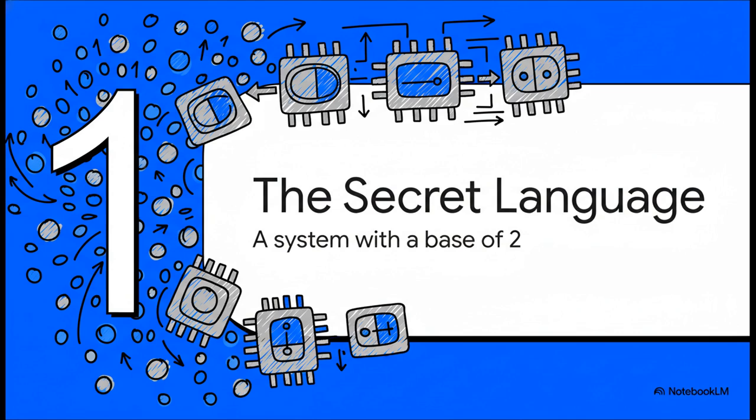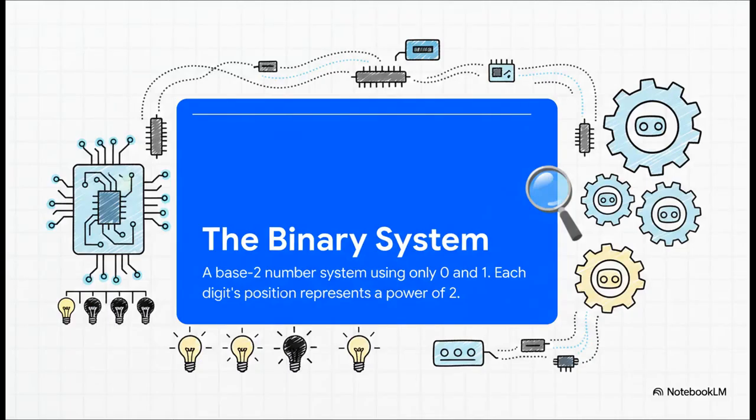Okay, first up, the computer's secret language. So why base 2? Why not base 10, like us? Well, the reason is purely physical. Deep inside your computer, you have billions of microscopic switches, and a switch can only be in one of two states, on or off. There's no in between. So a number system with only two digits isn't just a good idea, it's the only one that makes physical sense for the hardware. And that system, of course, is called the binary system.